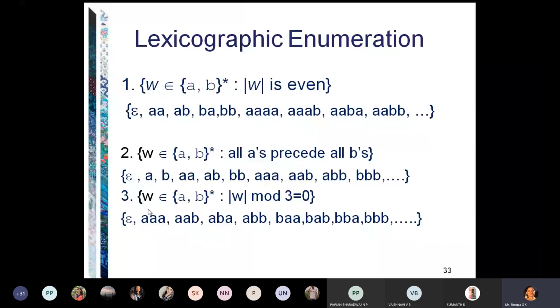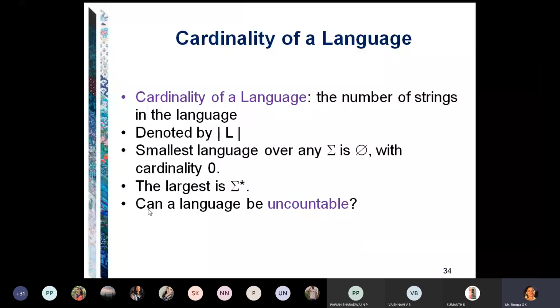Over now, this one, just 5 minutes. One small theorem is there, that one I will complete. Okay. Cardinality of a language. Cardinality of a language means number of strings in the language. Understood? If we have some 10 strings, then cardinality is 10. Number of strings in the language.